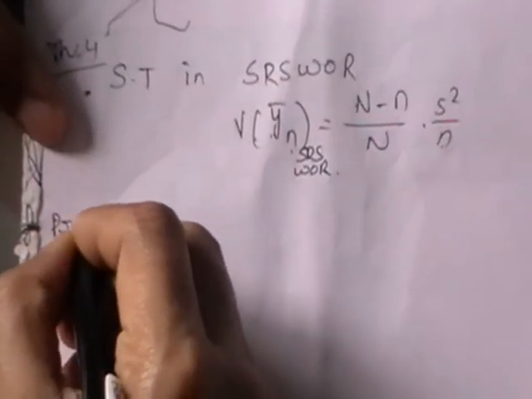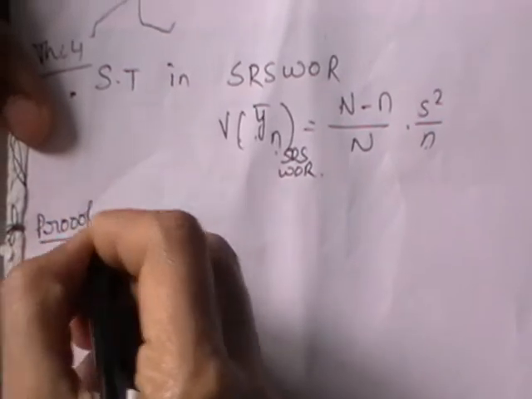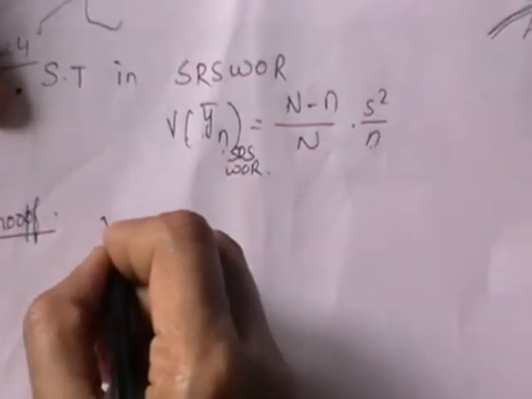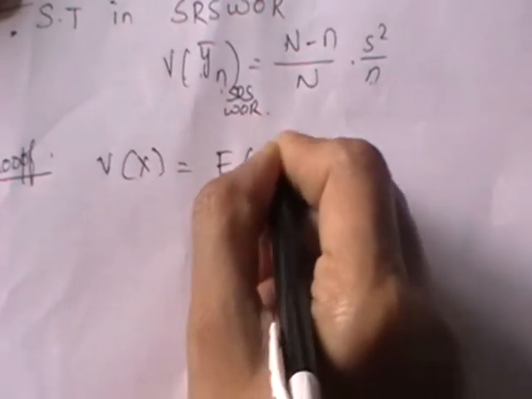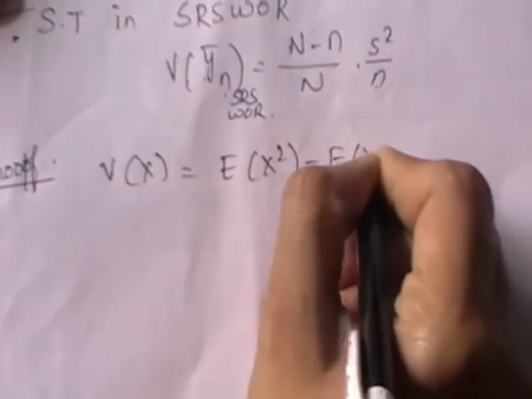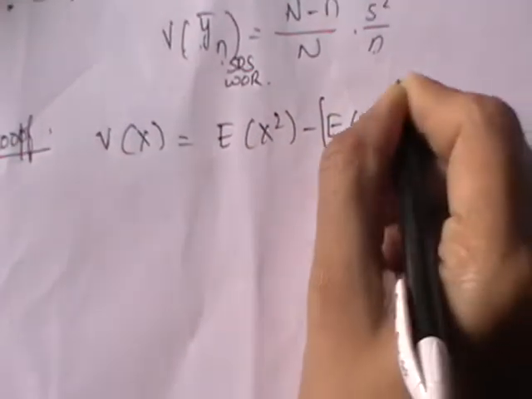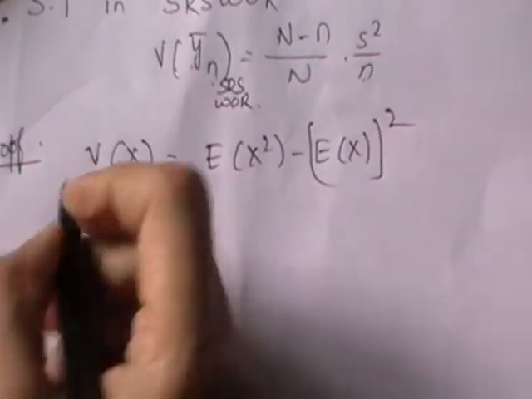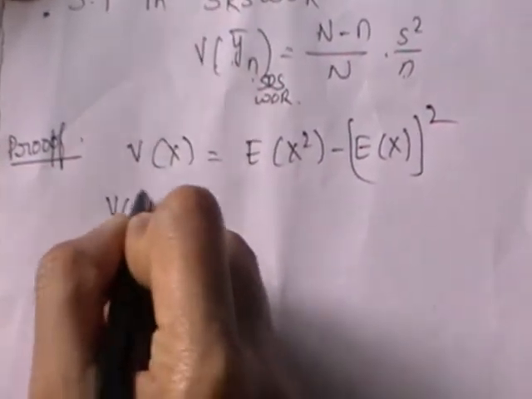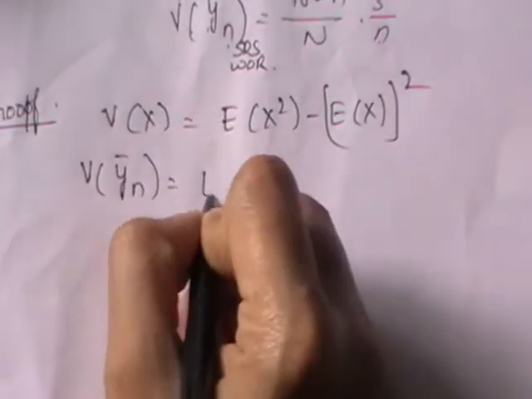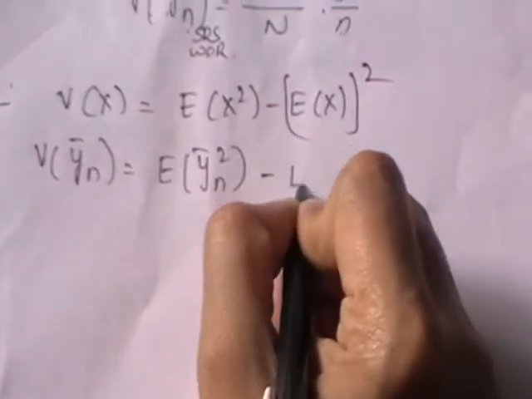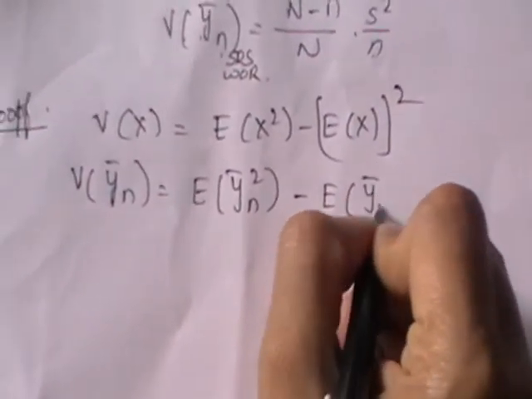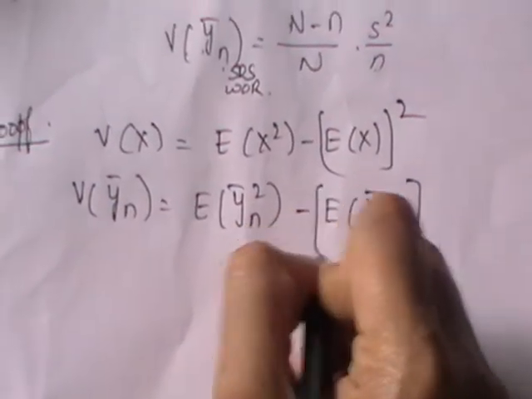So before proving this, I think you know the definition of variance in terms of expectation: V of x is E of x square minus E of x whole square. By using this result, we can write variance of y bar n is equal to expectation of y bar n square minus expectation of y bar n whole square.